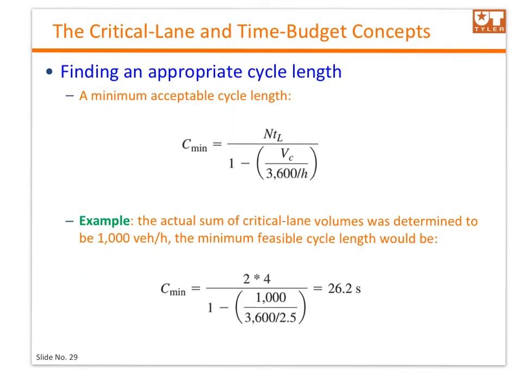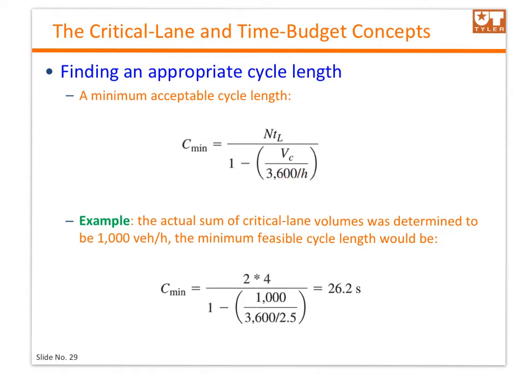Now we're going to shift gears to how we can find the appropriate cycle length. The very first equation that we're going to learn to determine the cycle length is the minimum acceptable cycle length. C minimum is equal to n, the number of phases per cycle, times TL, the amount of lost time per phase, over 1 minus VC, the volume in the critical lane, over 3600 over H, which is the saturation headway.